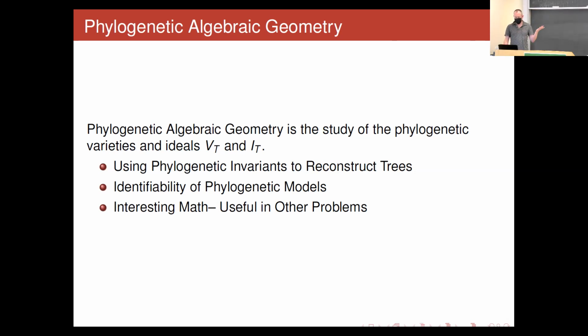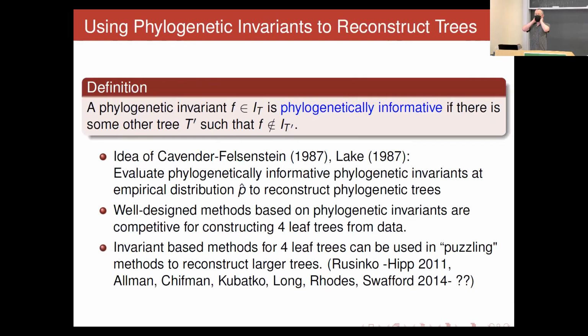Okay, so let's talk about using the phylogenetic invariants to reconstruct trees. So the basic idea, and the reason that this whole field exists, is because some biologists had this idea of saying, oh, there are these equations that evaluate to 0 for each tree. If they satisfy this extra feature that they're phylogenetically informative, which means the invariants for one tree evaluate to 0 on that tree, but they don't evaluate to 0 for distributions that come from a different tree. You can use that as a tool to figure out which tree is the correct tree for your given data set.